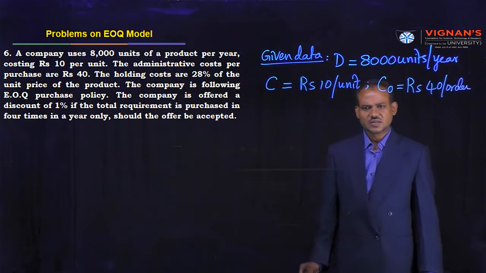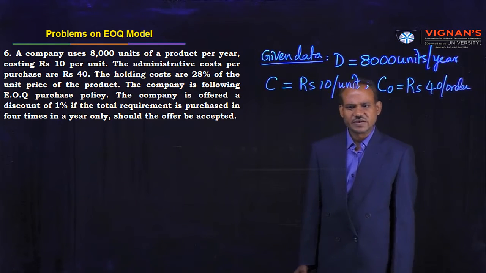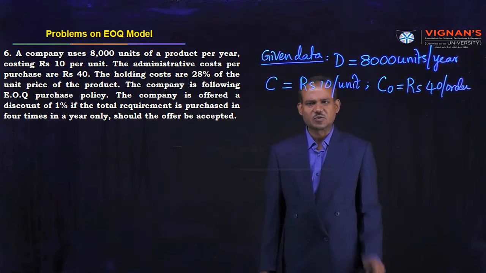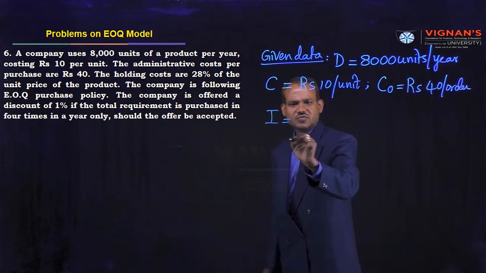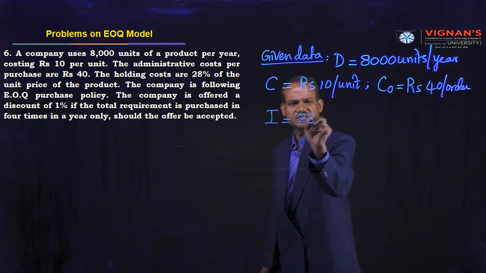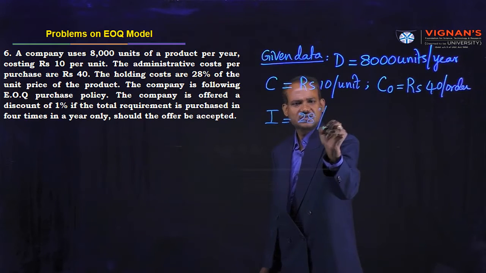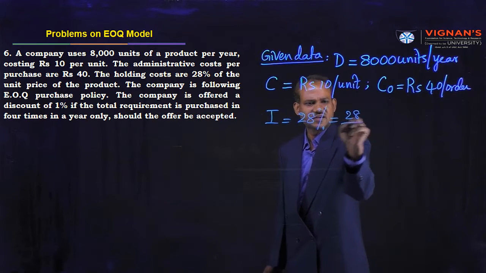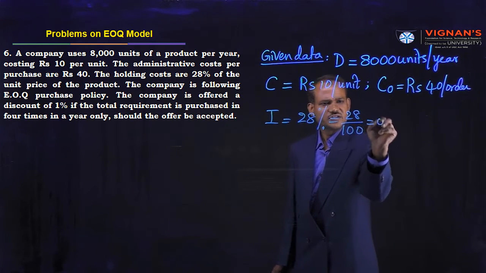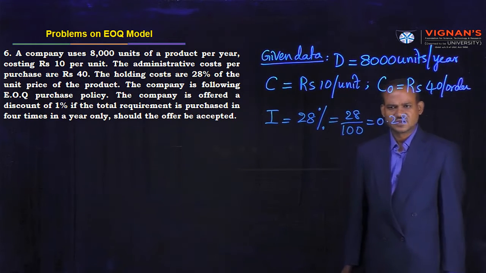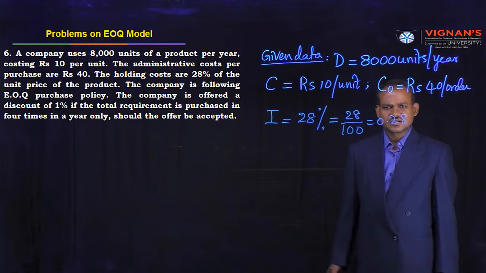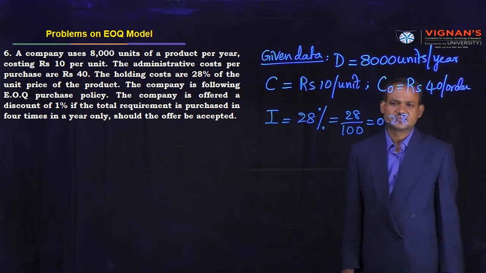Next, the holding costs are 28% of the unit price of the product. Means I value is given as 28%, 28 by 100, 0.28. Okay. The company is following EOQ purchase policy.